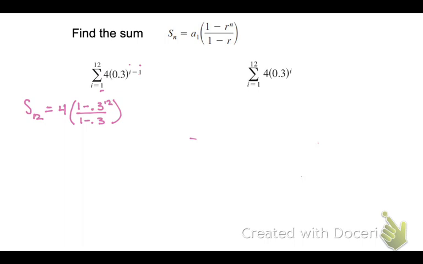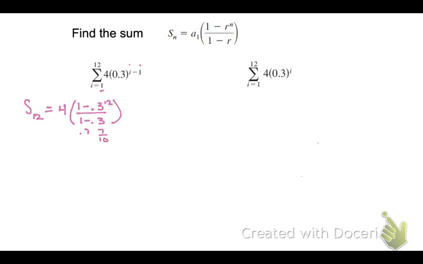I don't think you want to take 3 to the 12th. I wouldn't expect you to take 3 to the 12th. Maybe 2 to the 12th, but maybe not 3 to the 12th. 1 minus 0.3 would be 0.7, wouldn't it? I might work with that a little bit, which would be 0.7, which would be 7/10.